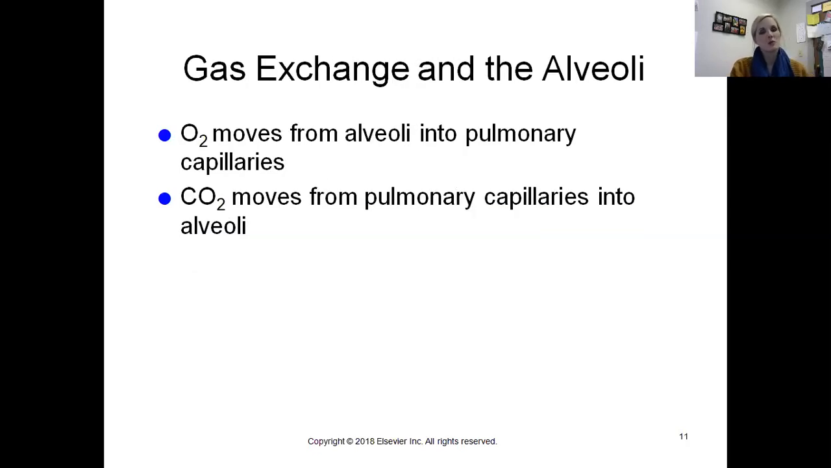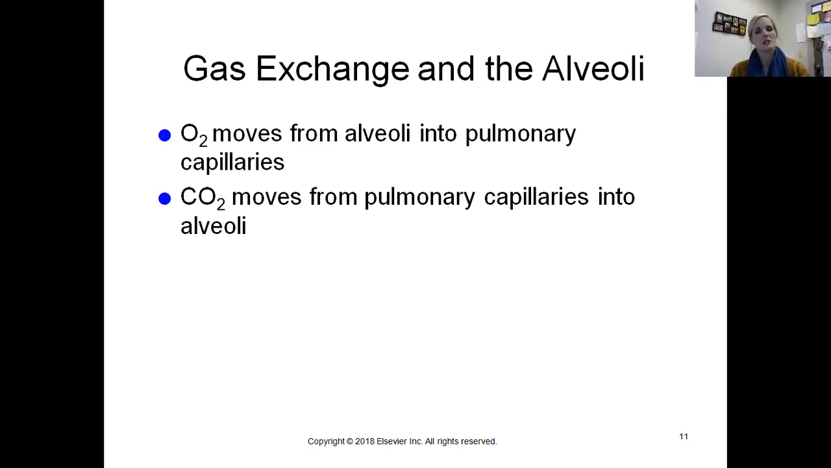So oxygen will move from the alveoli. This we've actually seen a picture of; this is just more of an explanation of it. Oxygen will move from the alveoli into those pulmonary capillaries, and then make its way, in pulmonary circulation, to the heart, where the heart will then pump it to the rest of our tissues.